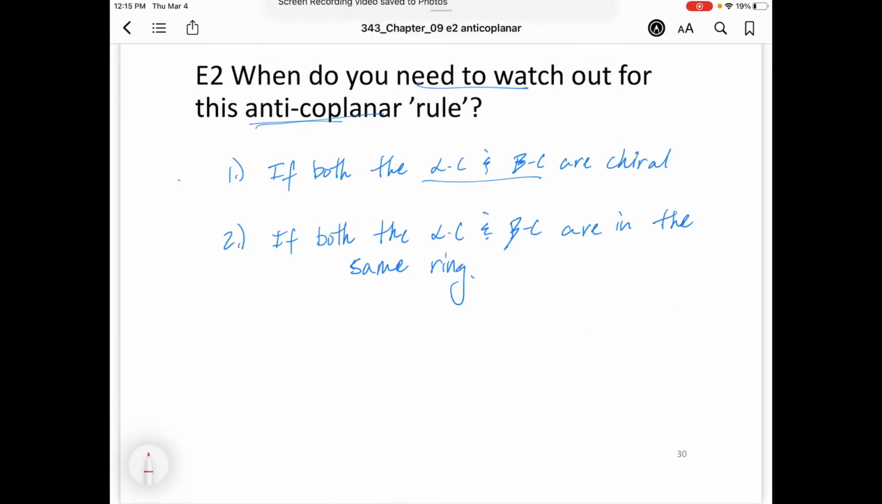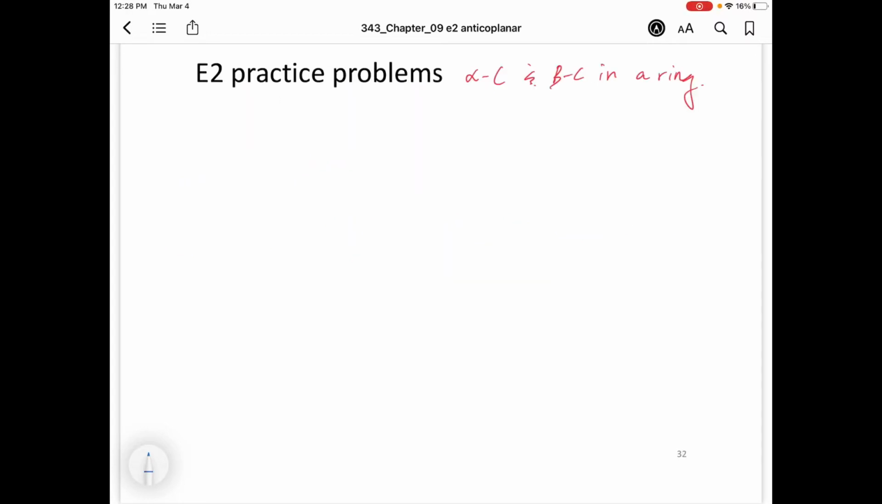And so when we have cases where both the alpha carbon and beta carbon are chiral, or they're in the same ring, we need to consider this anticoplanar rule. So let's draw out two practice problems here. I'm going to use a cyclopentane ring, and I'm going to have our leaving group coming out towards us, and then I'm also going to have this methyl group here.